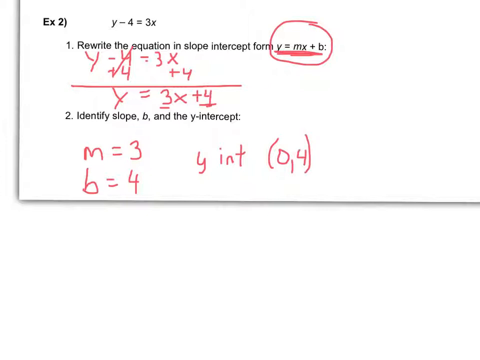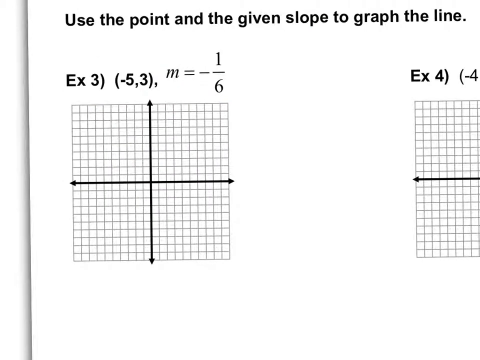So the y-intercept will always be where x is 0 and y is another number, and it could also be 0. Okay, let's go on to the next examples. There's 6 altogether, I believe. All right, the next part of our lesson is graphing a line.